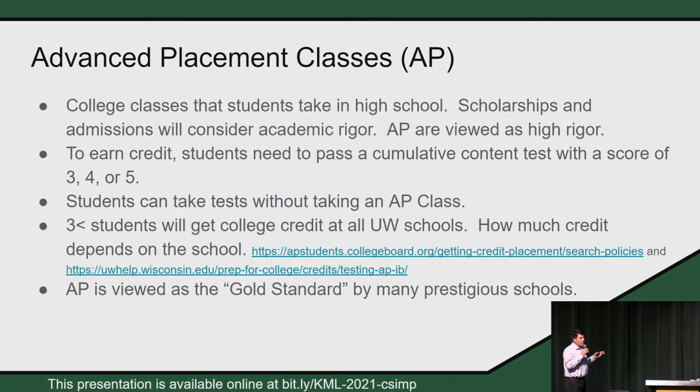I say any of the UW system schools because the UW system schools have a requirement that if you get a 3 on an exam, they have to accept college credit for that. There are some private schools in Wisconsin that do not accept 3s. They have you get a 4 or a 5 to give you college credit. So those tests that they take in May are high stakes. That determines if they're going to get college credit or not.